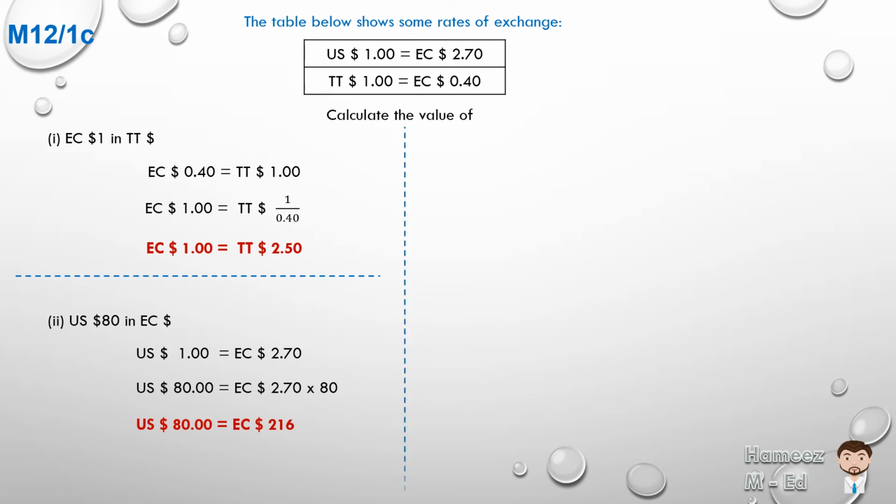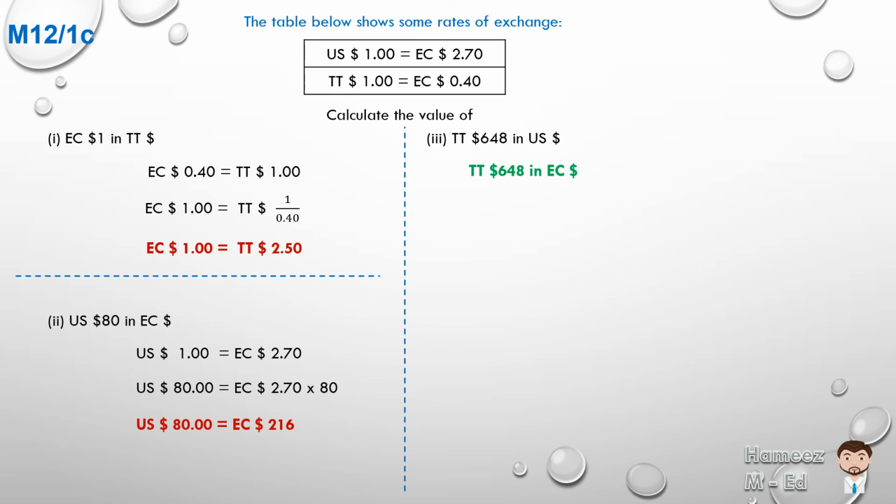Part 3, last part of the question. Convert 648 TT to US. So let's look at the rows of information they gave us before. They gave us US to EC, and they gave us TT to EC. So we don't have from TT to US, which is what they want in part 3. But we can go about the route where we convert TT to Eastern Caribbean. And when we get EC, we can convert it to US. So let's do that first step. Let's convert 648 TT into EC.